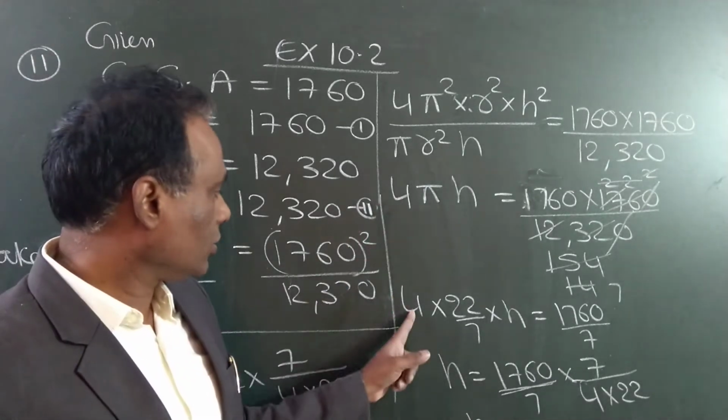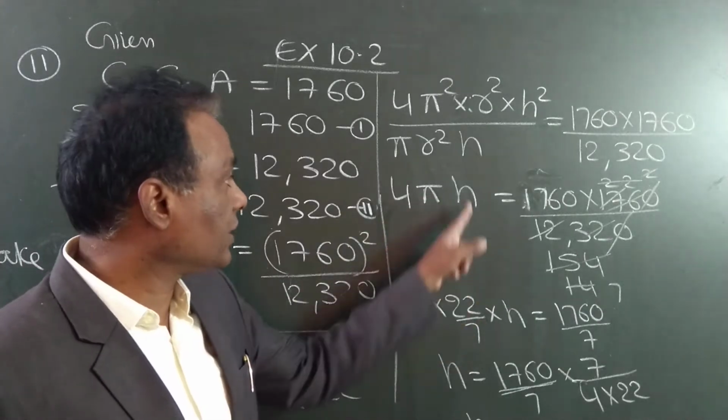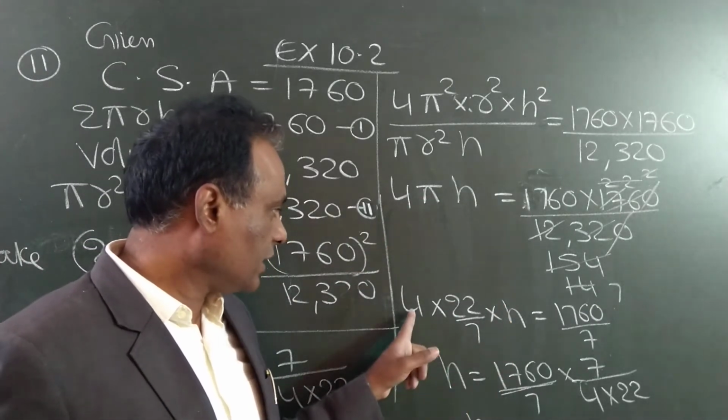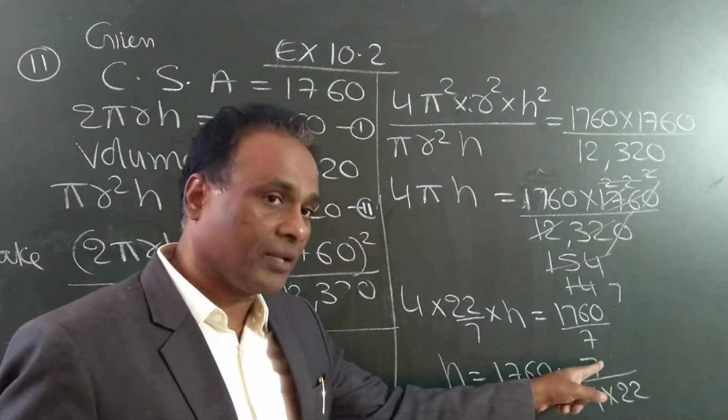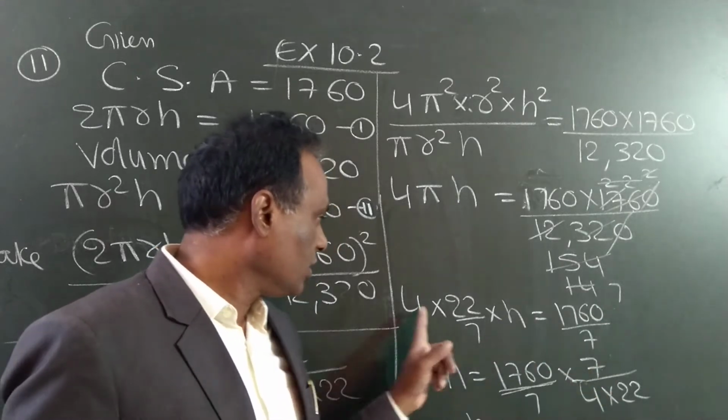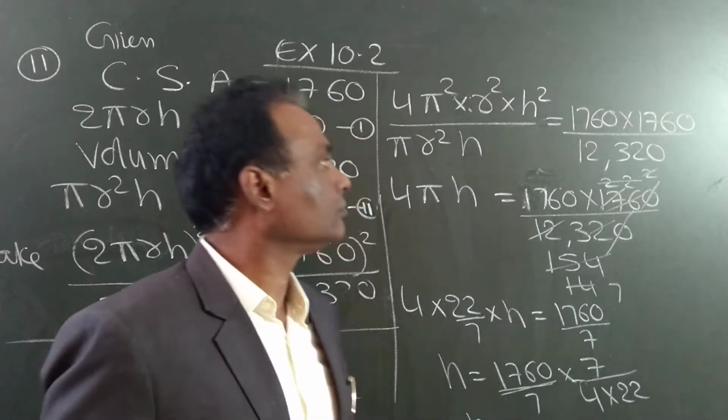Students, 4 pi means 22 by 7 into h. We want the h value, no? Take 7 to that side, it will be multiplication, it will go up. 4 and 22 will go down.